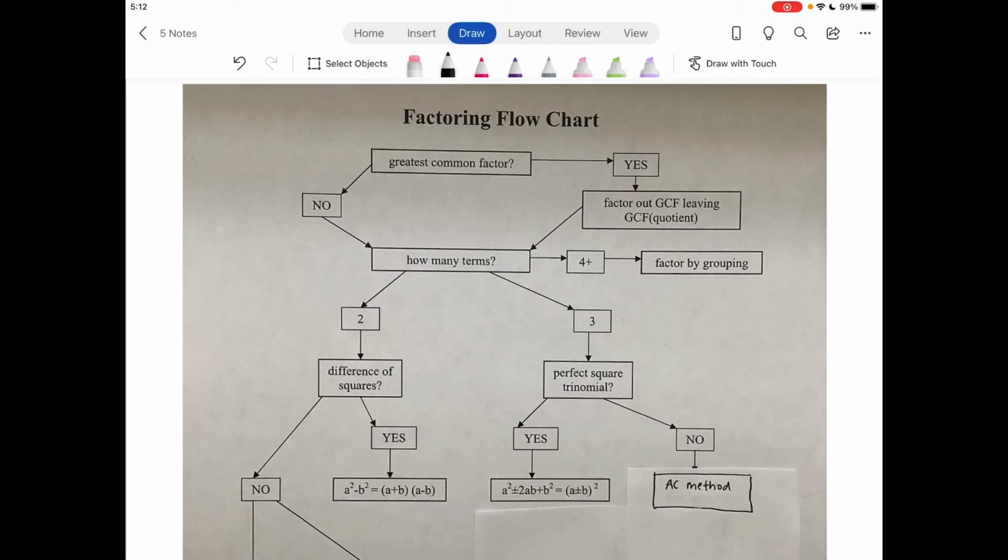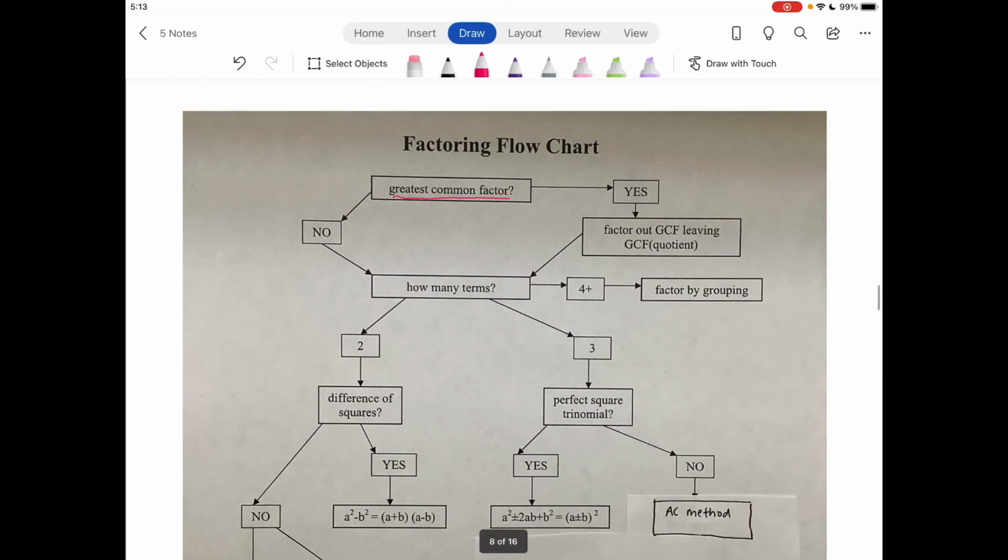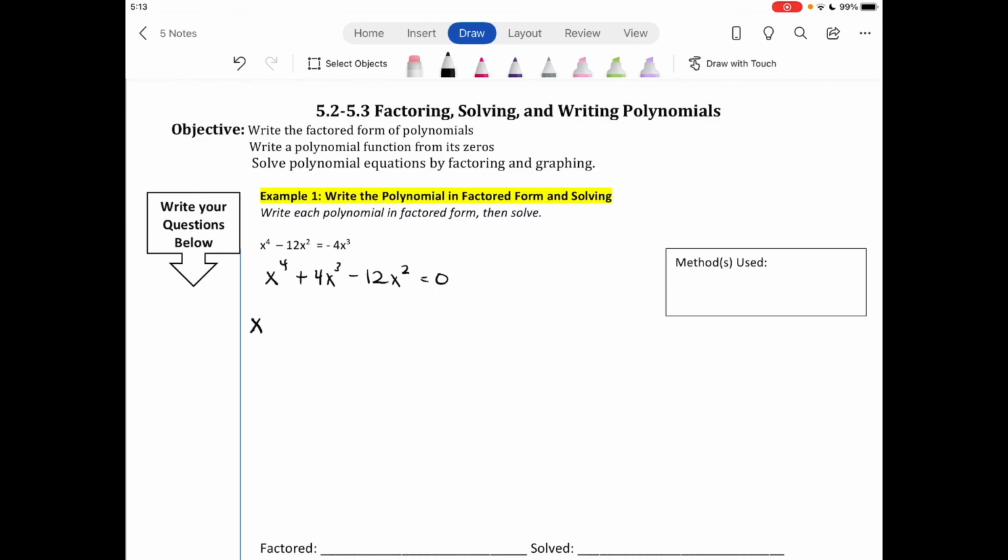Starting at the top, we always look first: do we have a greatest common factor? Looking at your problem, they both have an x squared in common. That's where we're going to start. We'll pull out that greatest common factor of x squared. That leaves us with x squared plus 4x minus 12 on the inside, all equal to 0.